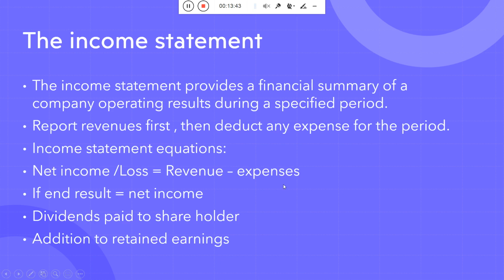Okay, the income statement. The income statement provides a financial summary of a company's operating results during a specific period. So it tells you the summary of a company or organization's operating results during the specific period of time. In the first quarter, how much expense was incurred by that organization and how much income came in is nothing but the income statement.